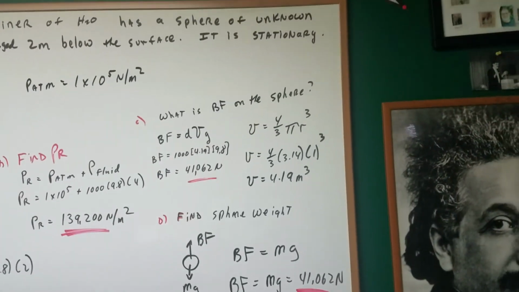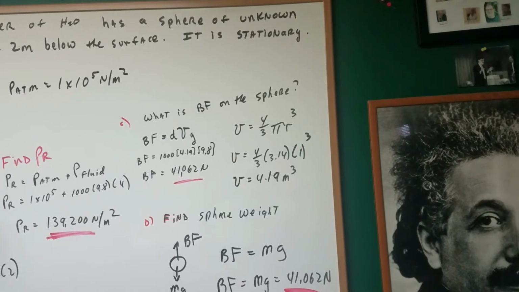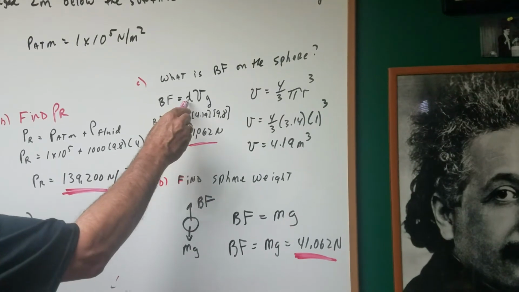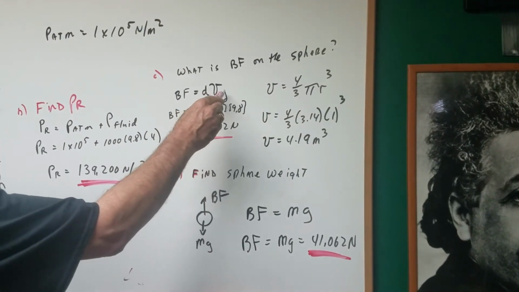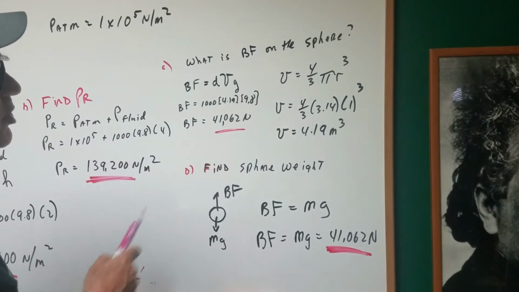What is the buoyancy force on the sphere? Notice it's submerged, so there's a buoyancy force. Buoyancy force is equal to dVg. Well, what's the volume of the sphere? That's the tricky part of this.